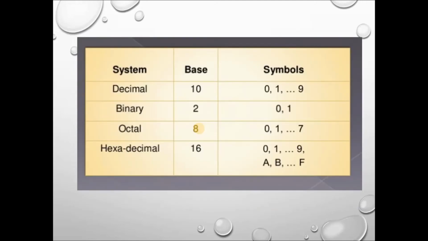Decimal number is base 10, binary number is base 2, octal number is base 8, hexadecimal number is base 16. So decimal base 10 means you are getting the numbers from 0 to 9, binary numbers 0 and 1, octal numbers 0 to 7, hexadecimal numbers 0 to 15. So 0 to 9, 10 numbers are there. For 10 you write A, 11 B, 12 C, like that up to F, which is 15. This is the hexadecimal number.